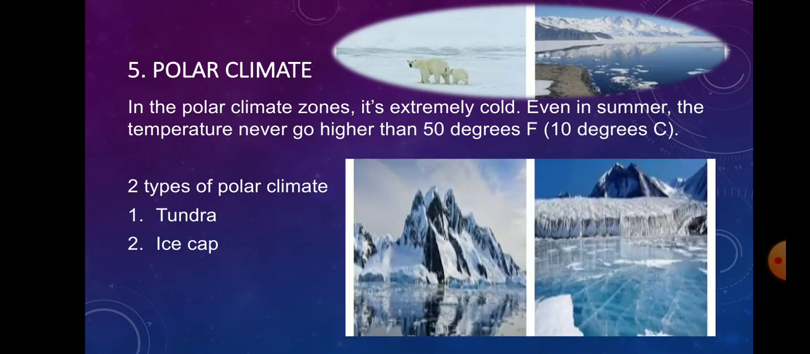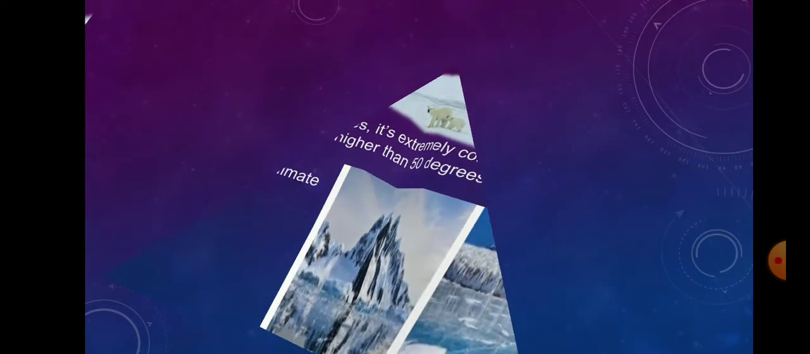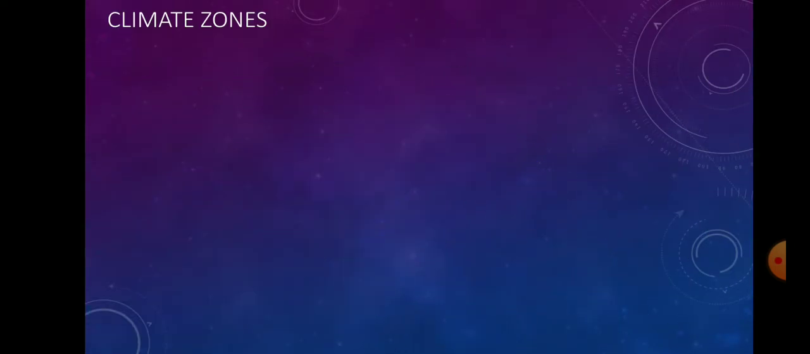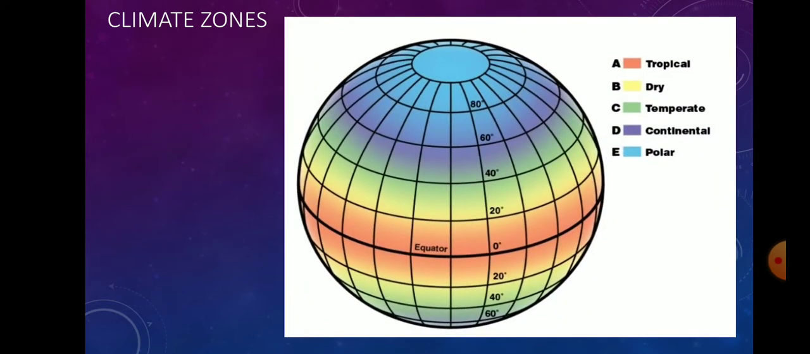As you can see in the picture, in the example of the ice cap, few animals or organisms survive in this type of polar climate, like the polar bear. Let's proceed to the next slide. Climate zones that appear on the globe.